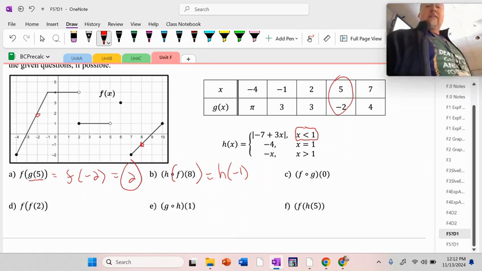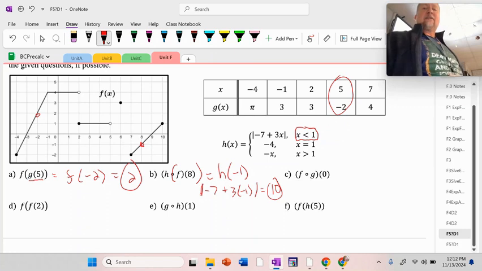All right, so that becomes negative 7 plus 3 times negative 1. Okay, what does that become on the inside? Negative 10, but what's the answer? 10, that's absolute value. This ain't no thing. Anyone? Oh, yeah, I did that already.